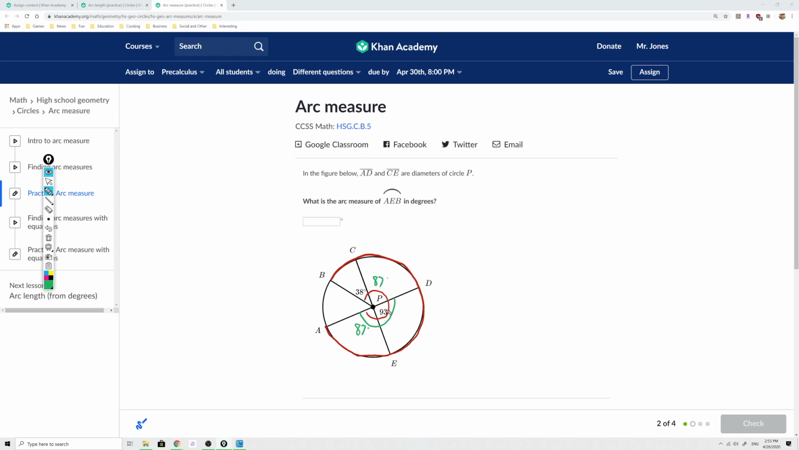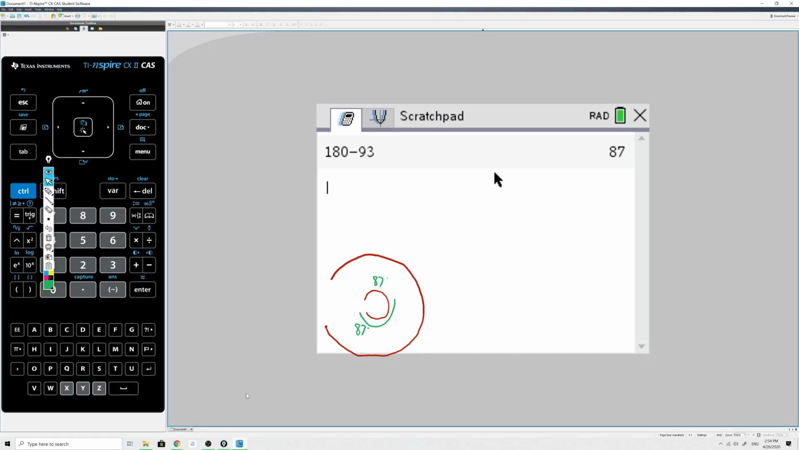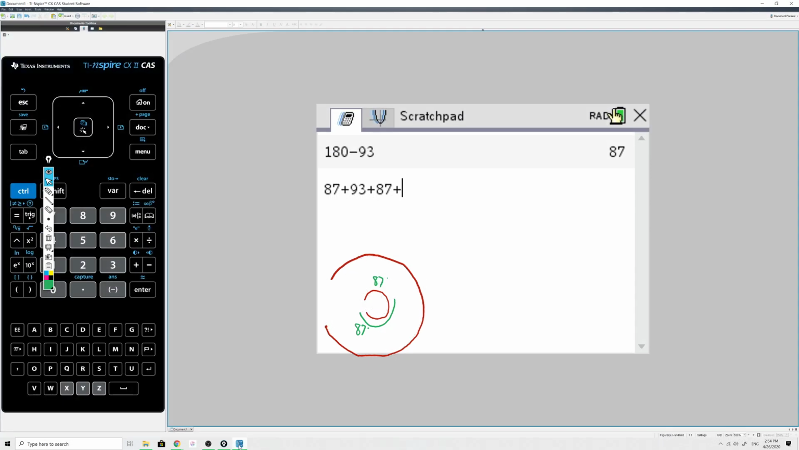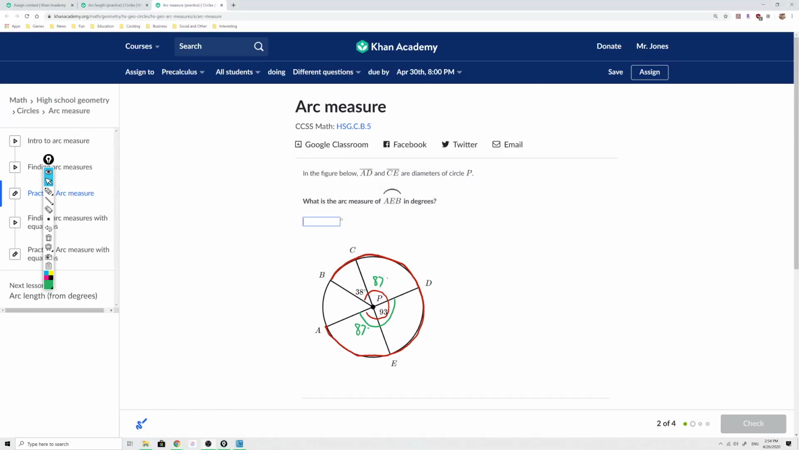So now all I have to do is add these four sections up. 87 plus 93 plus 87 plus 38. If I add those four sections up, I'll have the arc measure. So 87 plus 93 plus 87 plus, I already forgot what the fourth number was, 38 degrees. There we go, 38 degrees. So that angle has measured 305, and that's what's meant by the arc measure.